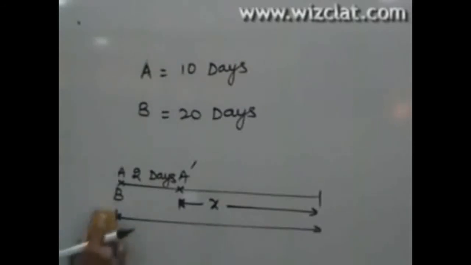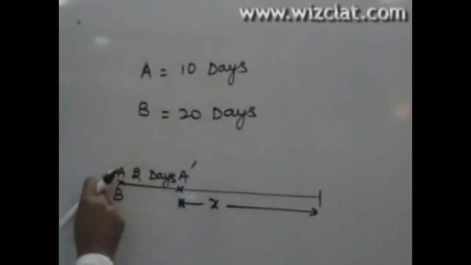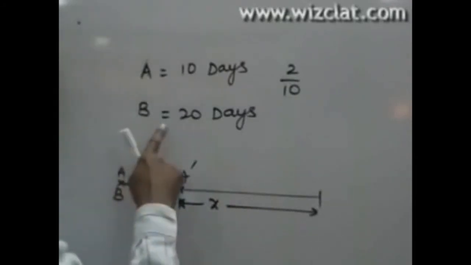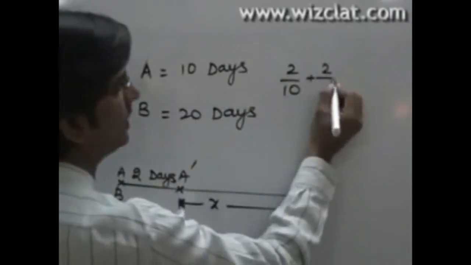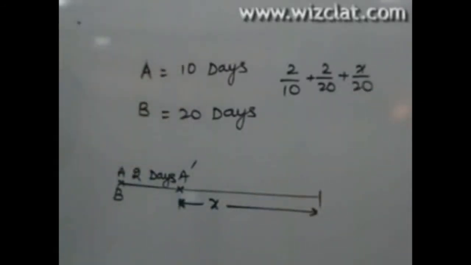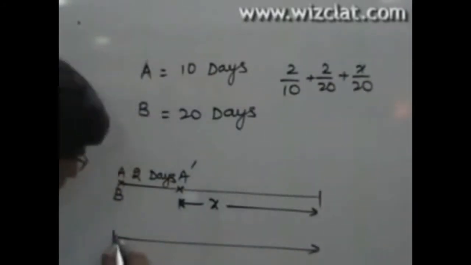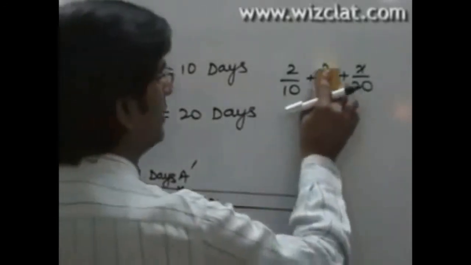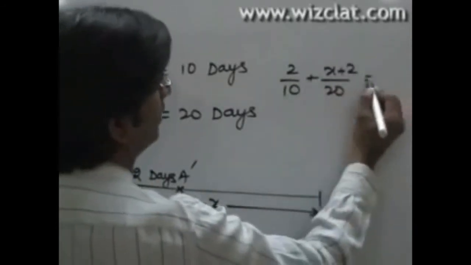Therefore we can say the work done by A in 1 day is 1 by 10. So work done by A in 2 days will be 2 by 10. Work done by B in 1 day is 1 by 20. So work done by B in 2 days is 2 by 20, and in X days, X by 20. So rather than writing 2 by 20 and X by 20, we would like to say that since B worked for X plus 2 days, the total amount of work done by B will be X plus 2 by 20, and together they did one work.